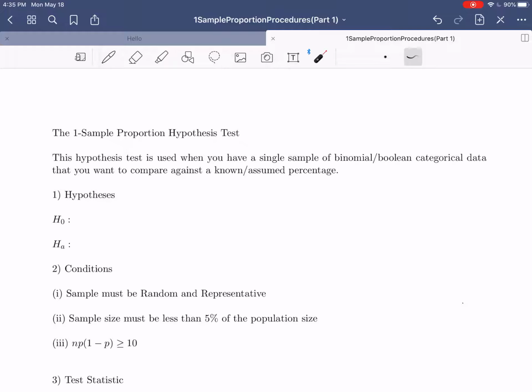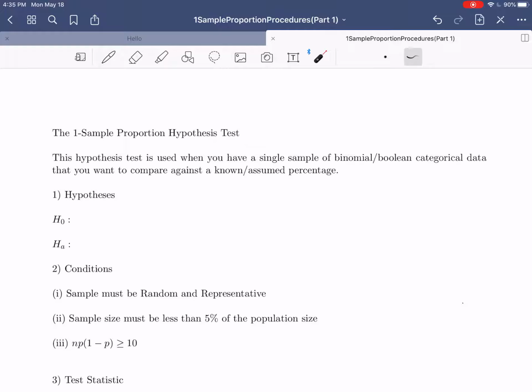So the first thing we want to call attention to is this little restriction here. Right now, we're going to be talking about a very specific type of categorical data. We're going to be talking about binomial or Boolean categorical data. Now, if you remember way back to the beginning of our class when we first introduced the different types of categorical variables, Boolean or binomial was just a fancy name for categorical variables that only have 2 options, that only have 2 categories. So right now, this hypothesis test is going to be restricted to working on variables like that.